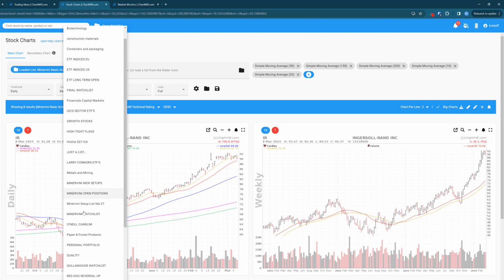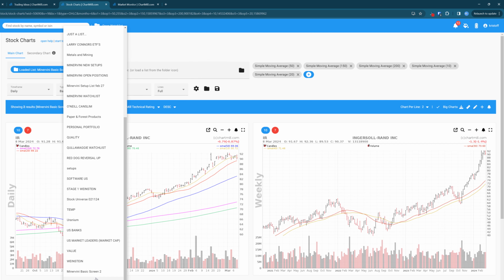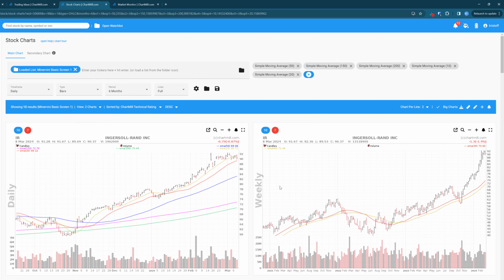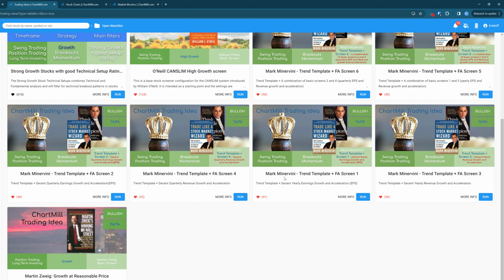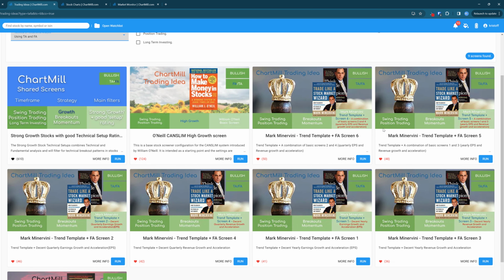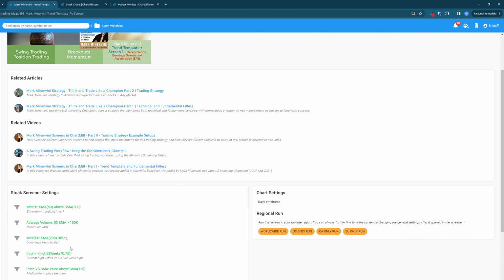I'm going to open my Watchlist Minervini basic screen number 1. What does this basic screen look for? Let's have a look at the first screen. All these screens, and that's rather important, have the trend template rules. It's a qualifier. So all the trend template rules apply to the 6 different screens. Let's have a look at the specific screen number 1.